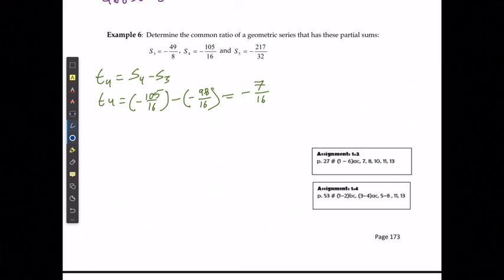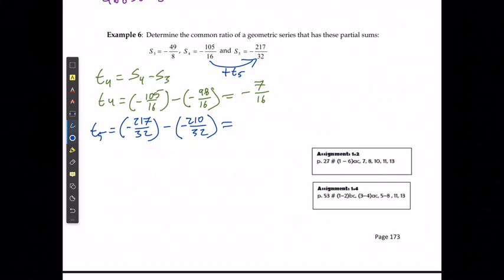The same would hold true here. The only difference between the sum of the first 4 and the sum of the first 5 is I added whatever term 5 is to get here. So term 5 has to be the sum of the first 5 minus the sum of the first 4. And if I put it over a common denominator, it's going to be negative 210 over 32, which is going to give me negative 7 over 32.